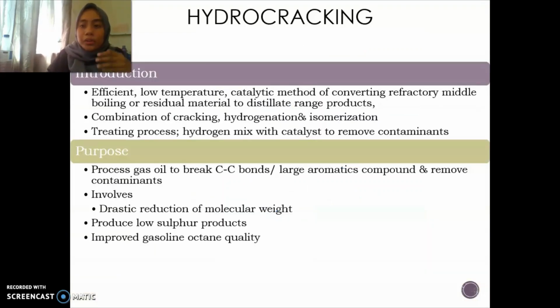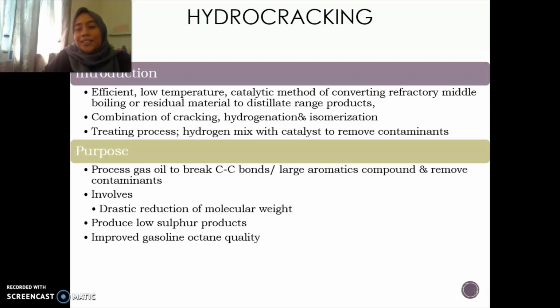So we are going to proceed with the next cracking process, which is the hydrocracking. So hydrocracking is an efficient low temperature catalytic method that is used to convert the refractory middle boiling or residual material to distillate range product. So distillate range product can be like kerosene, jet fuel, naphtha. Okay, so it is a combination of cracking, hydrogenation, and isomerization.